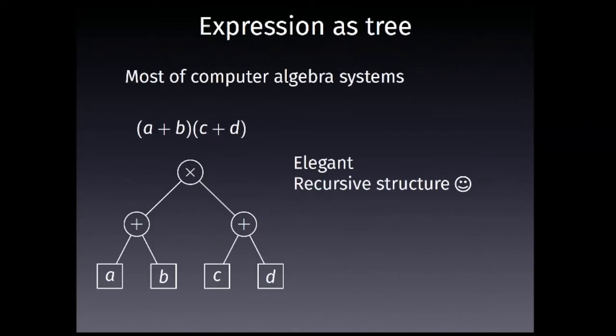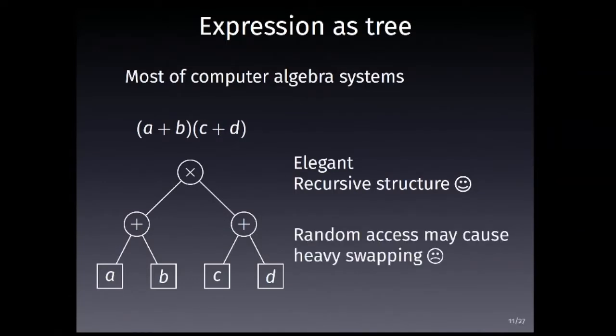But if you consider symbolic manipulation with big expressions, and the expression cannot fit in physical memory, then the operating system begins to use virtual memory. It may give random access to such virtual memory, which causes terrible heavy swapping of disks. So if your machine starts swapping, it's game over.